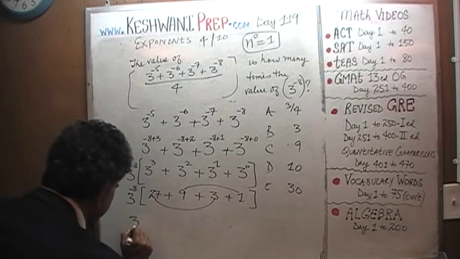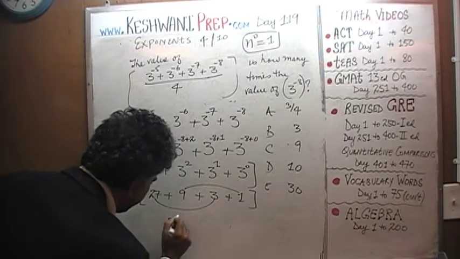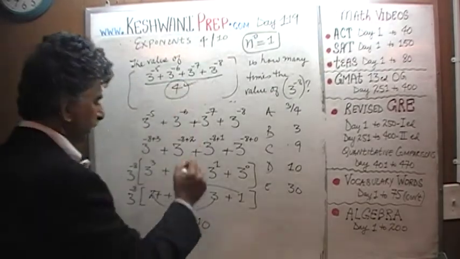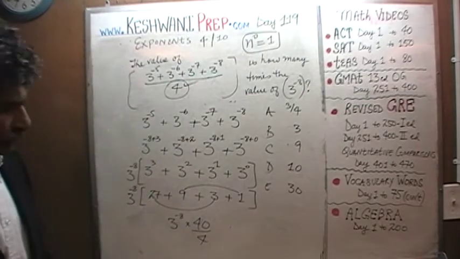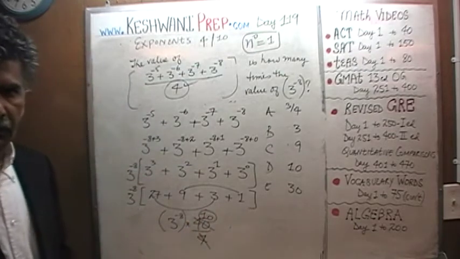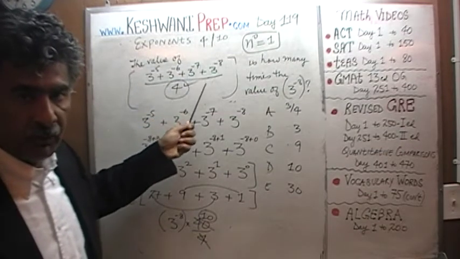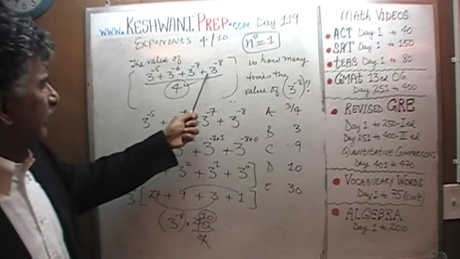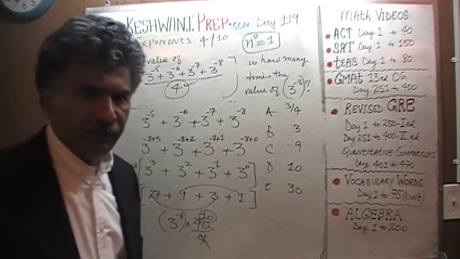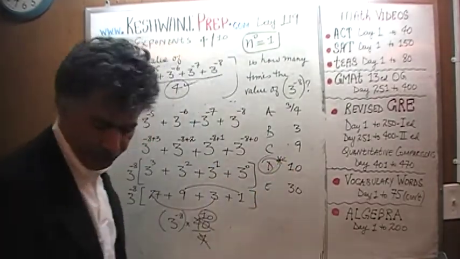So this quantity boils down to 3 raised to negative 8 times 40. And now we're going to pick up this 4 from here and put it underneath. That's all. That's it, we're done. So it's 3 raised to negative 8 times 10. And the question was, this quantity that we see here, 3 raised to negative 5 plus 3 raised to negative 6 plus 3 raised to negative 7 plus 3 raised to negative 8, divided by 4 is how many times the value of 3 raised to negative 8? And the answer is, it is 10 times that quantity. The answer is D.